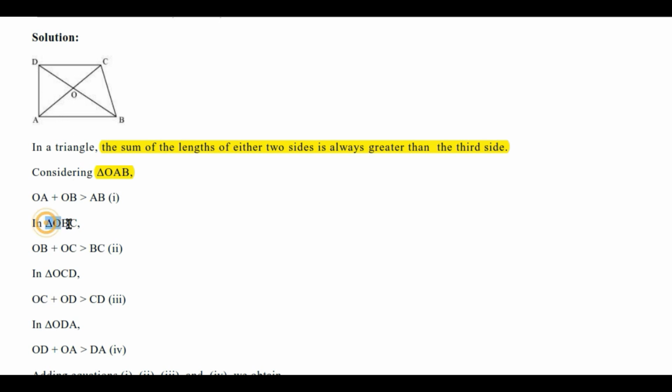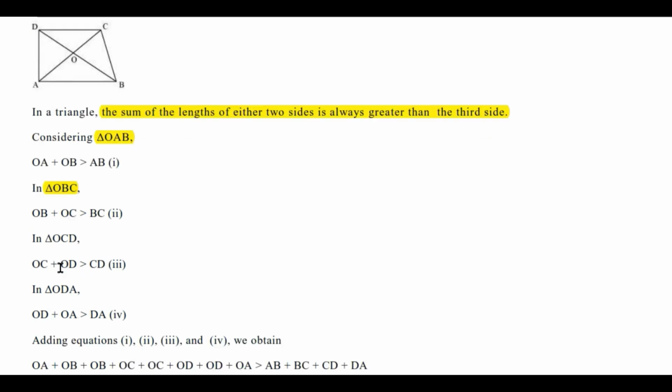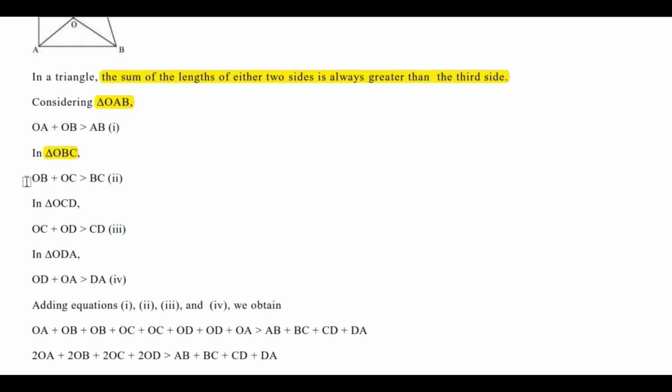Similarly, in OBC. OBC is which? OBC. OB plus OC is greater than BC. Then OCD. Then ODA. After writing this, you have to add OB OC, OA OB. OA OB is here. OB OC is here. Then OC OD is here. And OD OA is here. Then AB, BC, CD, DA.